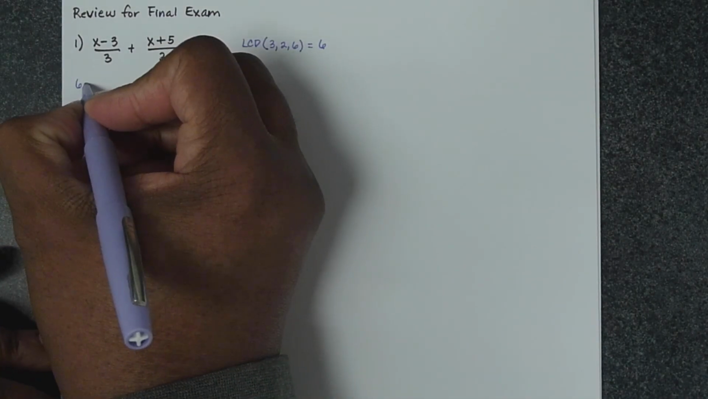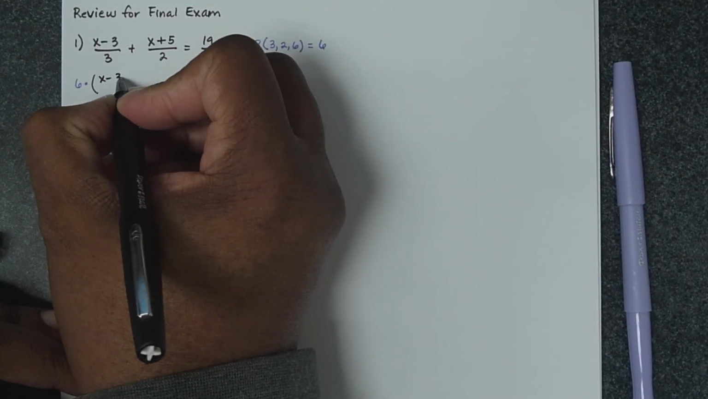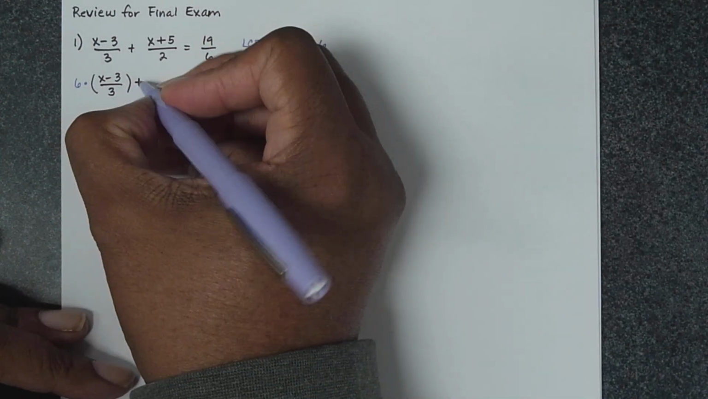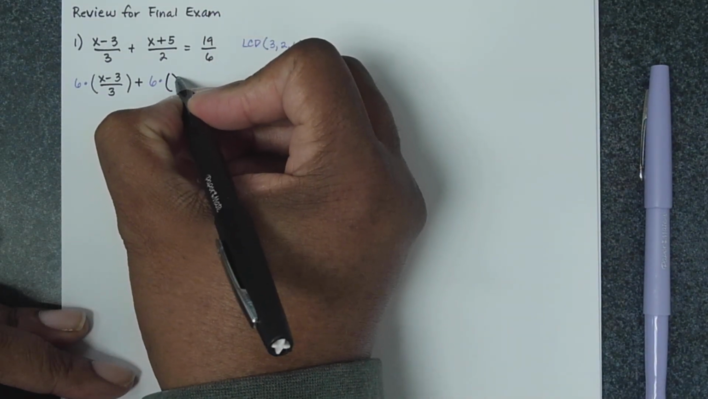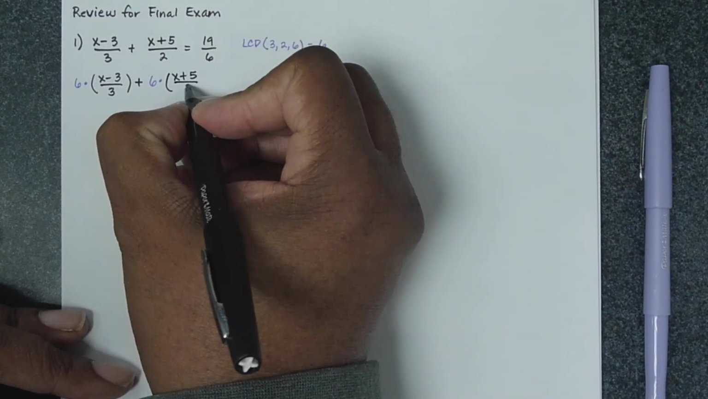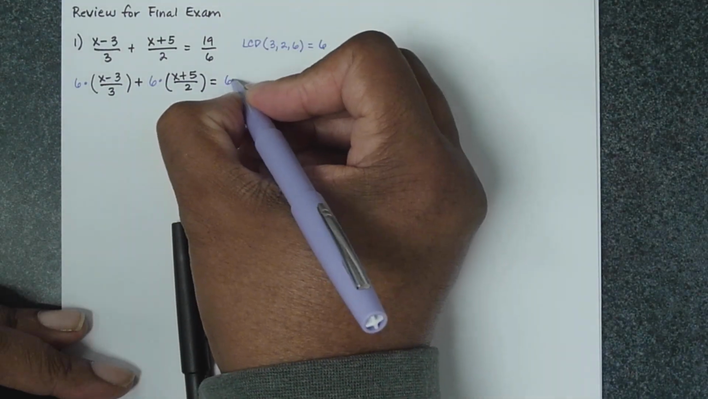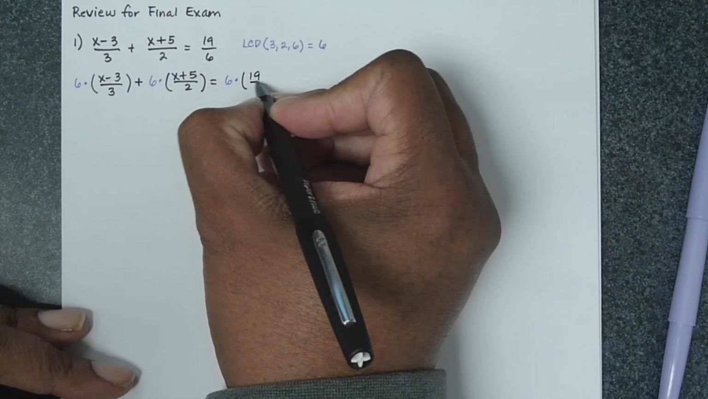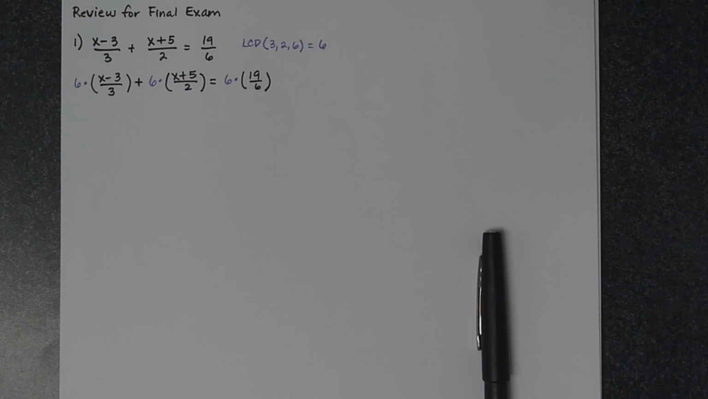So that means this 6 will be multiplied by (x minus 3) over 3, plus this 6 will be multiplied by (x plus 5) divided by 2, and that's equal to 6 times 19 over 6. And then we go ahead and simplify this equation.